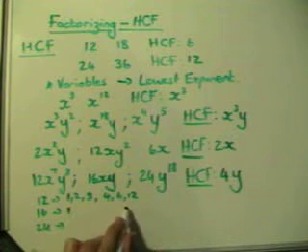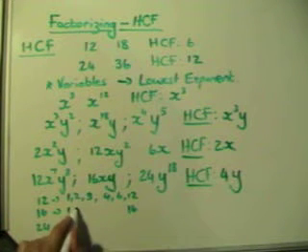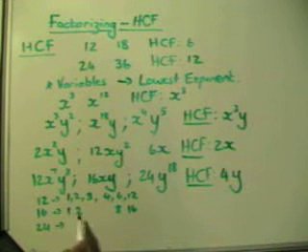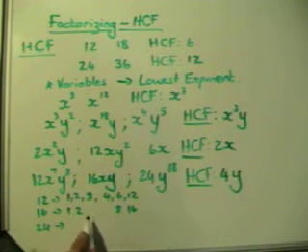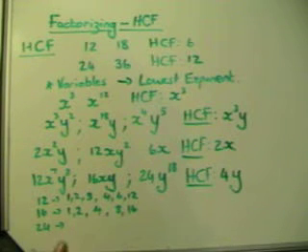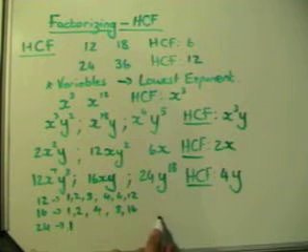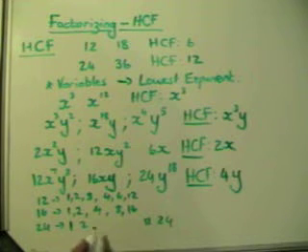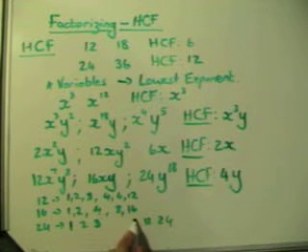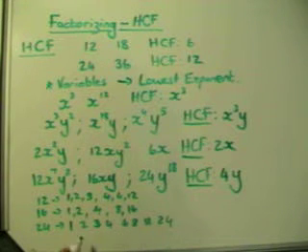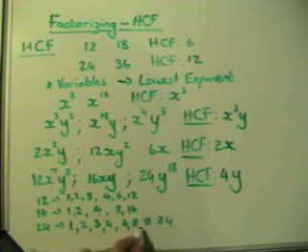16: 1 times 16 is 16, 2 times 8 is 16, and 3 doesn't go in. 4 times 4, so the factors of 16 are 1, 2, 4, 8 and 16. And for 24, 1 times 24, 2 times 12, 3 times 8, 4 times 6, and 5 doesn't go in, and there's 6 already, so I'm done.